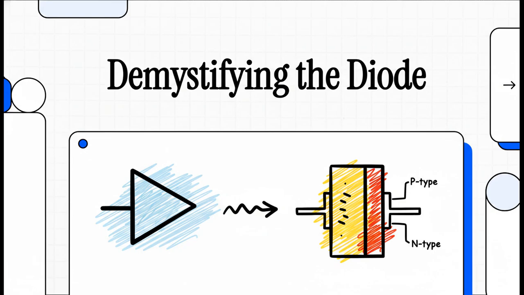Welcome to The Explainer. Today, we're going to tackle a component that's in pretty much everything electronic, the diode. And we're going to do it in a cool way. We'll start with this super simple, perfect idea of what it is, and then, layer by layer, we'll add in the messy, real-world physics to see how it actually ticks. Sound good? Let's jump in.